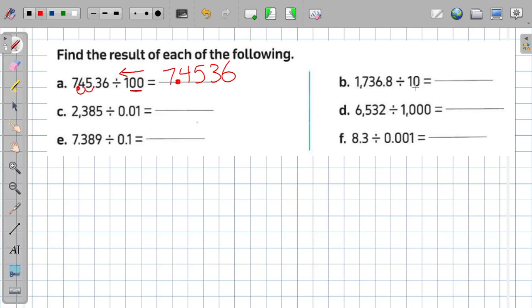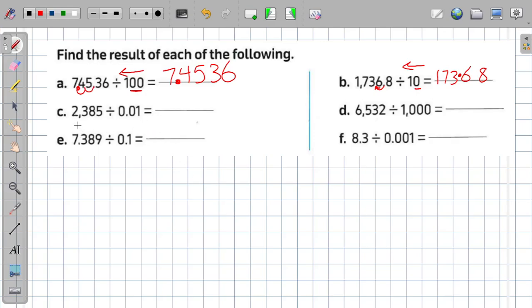Okay, next I have 1736.8 divided by 10. So we'll move the decimal point to the left. And I have 1 zero, so I will move the decimal point one place. So I have the decimal point between 6 and 8, so I will move it like this. I have one move, so it will be between 3 and 6. So I have 1, 7, 3, 6, 8, and the decimal point will be between 3 and 6. So the result will be 173.68.